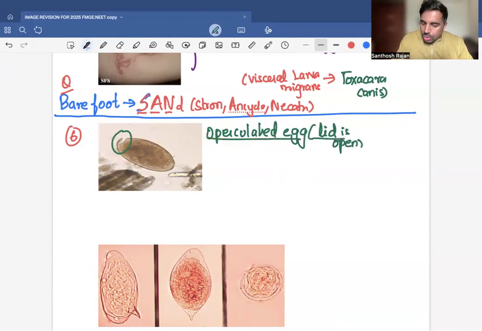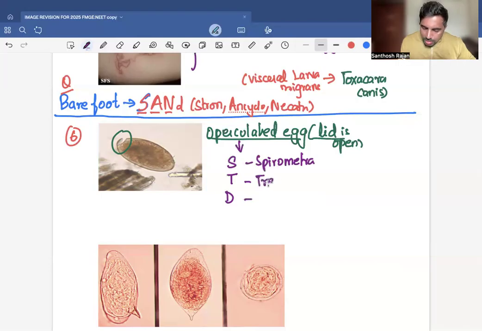So how do you remember? You know that clue. Everyone by this time must be thorough with it. An operculated egg means STD, how you get an STD when you have open sex, that means without a condom, right? So remember like that. Here, operculated egg means STD. So S stands for Spirometra, not an important egg, not frequently asked.